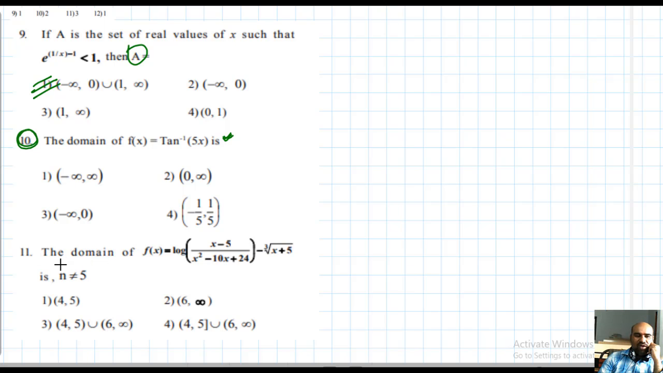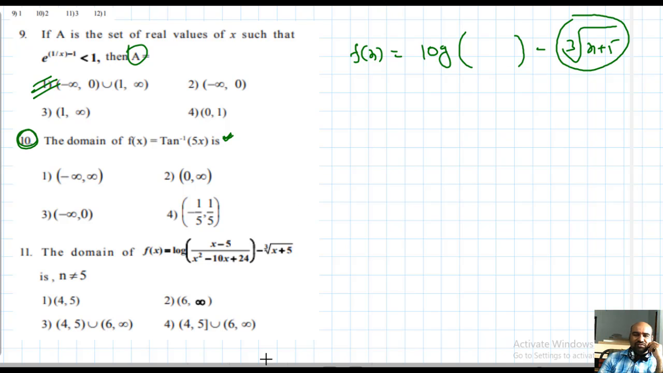11th problem, the domain of this function. Easy problem only. f of x is equal to logarithm of something minus cube root, not square root. Take care. The cube root is defined for all real numbers. Important thing, students. Cube root of a negative number is also a real number only. Square root of a negative means not a real number. So this is defined for all real numbers.